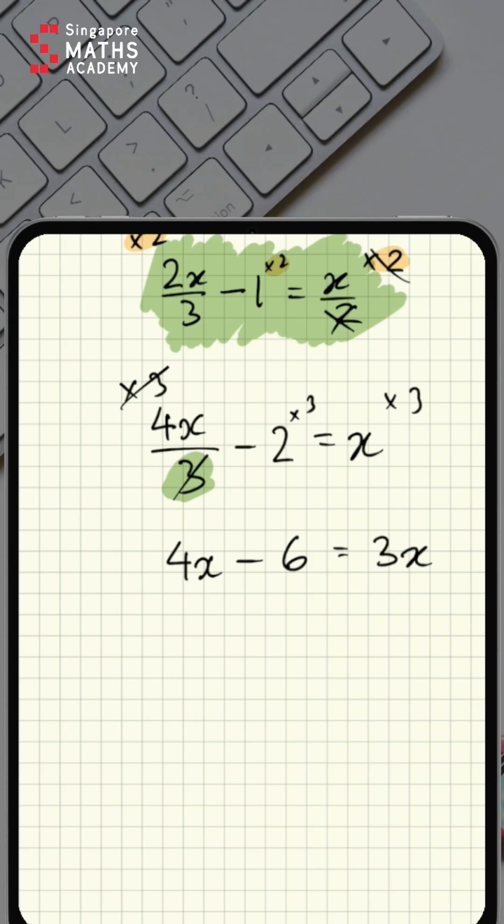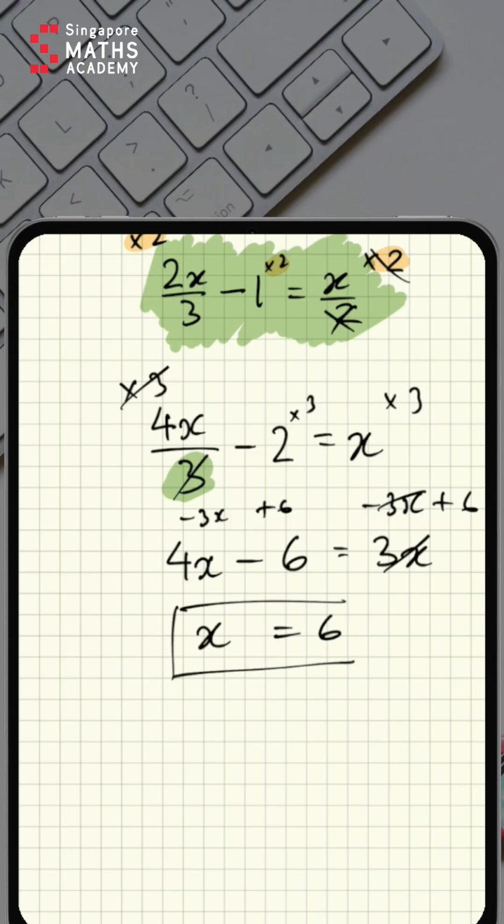And now it's a simple case of solving this equation. I can take away 3x and add 6 on both sides. And so I get x is equal to 6, right? Because this takes this away, and then you've got 6 left. So x equals 6 for this equation is our final solution.